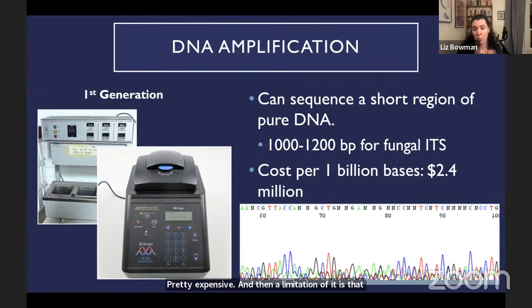And then a limitation of it is that you need pure DNA. So if you want to figure out what species a mushroom is, you have to culture it onto agar, get it into pure culture so nothing else is growing but that one fungus you're interested in, and then do the extraction. If you don't, you end up with multiple peaks because it's amplifying multiple different kinds of DNA, and so you don't get good resolution, and it's a mess. You can't figure out anything from it. So it's pretty sensitive and it's very expensive.